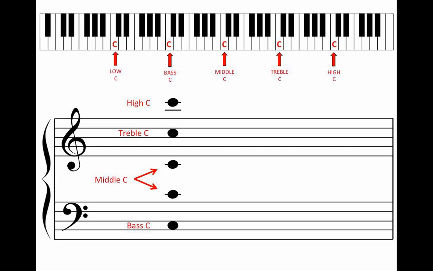And guess what? Down below bass C, the next C is low C, and it is two ledger lines below the bass staff. It's another line note. So there's low C. So now you have 5 different C's to use as landmarks. 5 on the keyboard, technically I guess 6 on the grand staff. So more landmarks to help you find your place on the staff and on the keyboard.